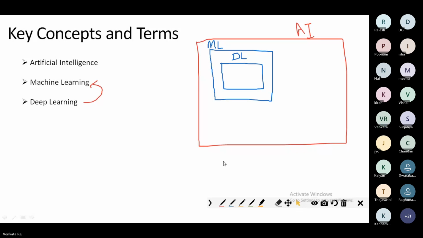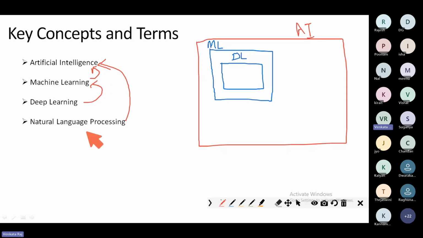Next, the next term is natural language processing, guys. Natural language processing is a subset of AI, like machine learning is a subset of AI. Natural language processing is also a subset of AI. And machine learning is also a subset of AI.